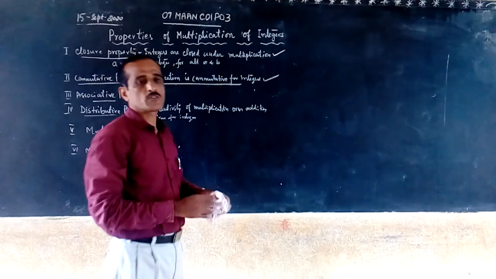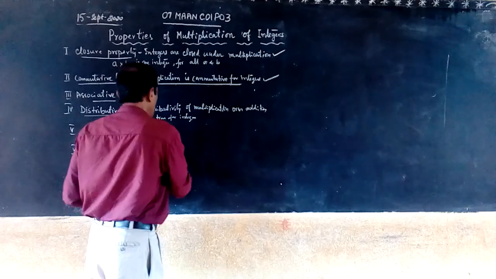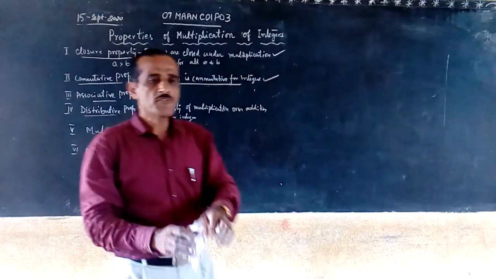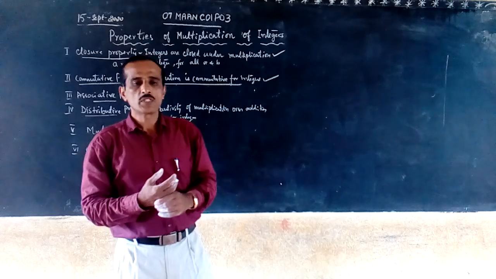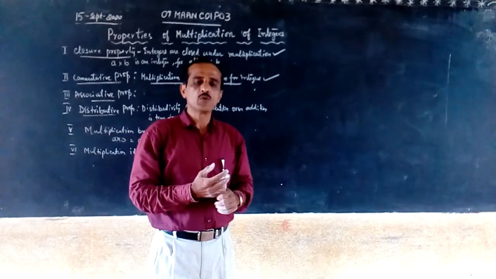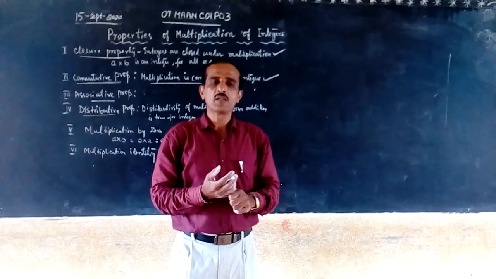This is about some of the properties of multiplication of integers. Next, division of integers. Properties of division of integers. So closure, commutative, then associative property, by 0, 1, all this you will see.